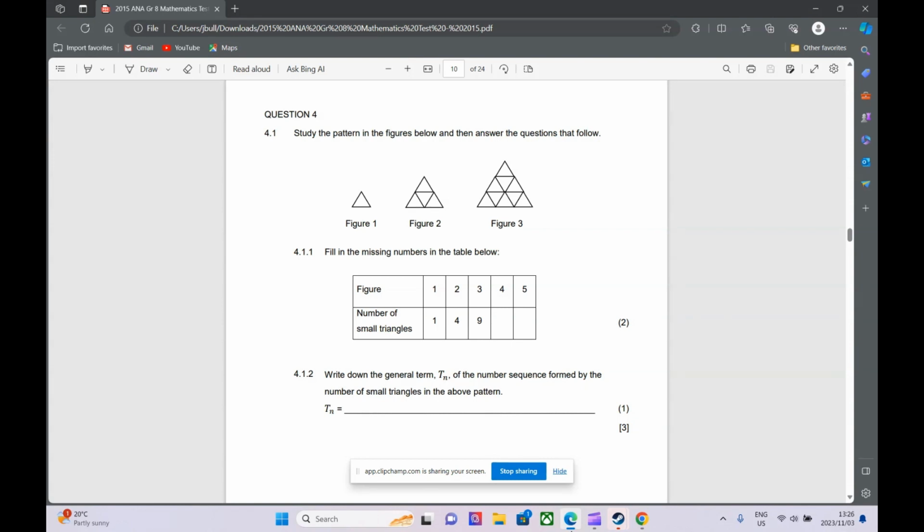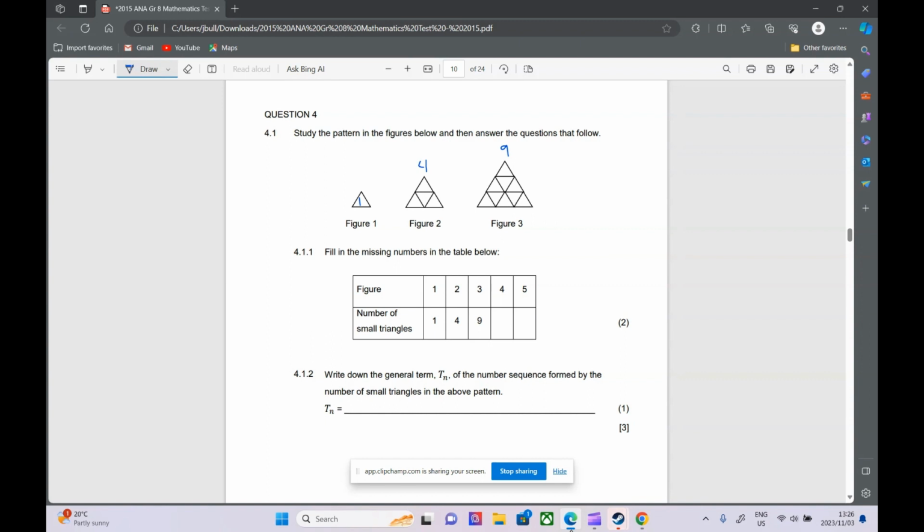So if we carry on, we've got a patterns question, or sequence question, to begin. Study the pattern in the figures below and then answer the questions that follow. We can see this is the first figure: we've got one triangle. Second figure, we've got 4 triangles. Third figure, we've got 9 triangles.